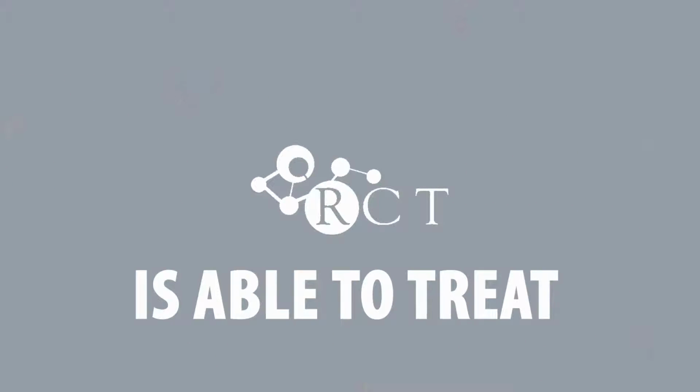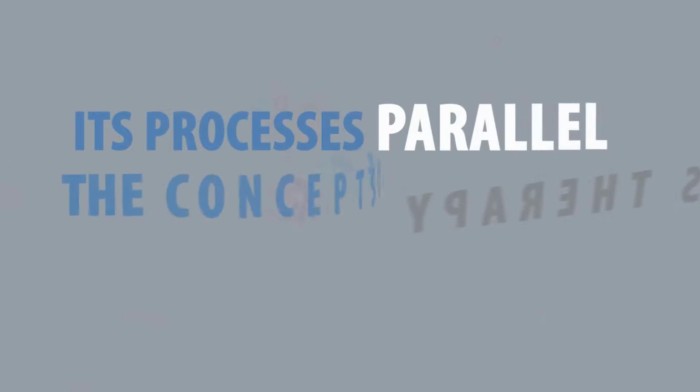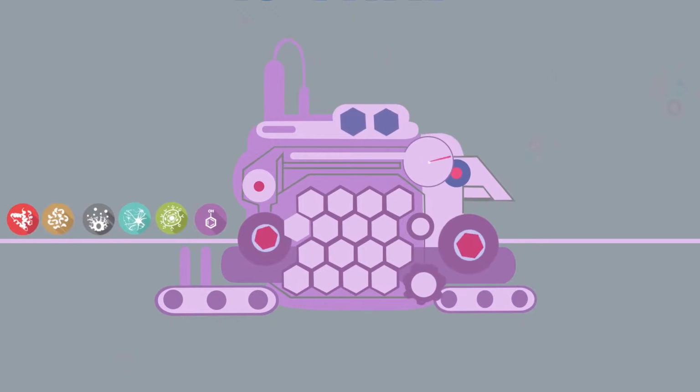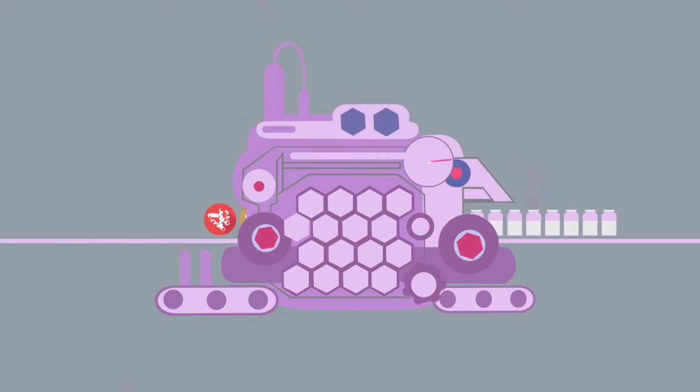RCT is able to treat such a wide array of diseases because its processes parallel the concepts of autologous therapy. In this respect, the methodology is that if there is available information being produced in specific areas of the body, you should use that information to treat the damage that is occurring.